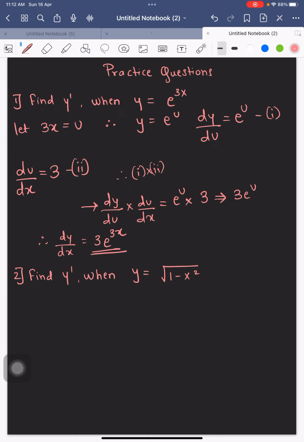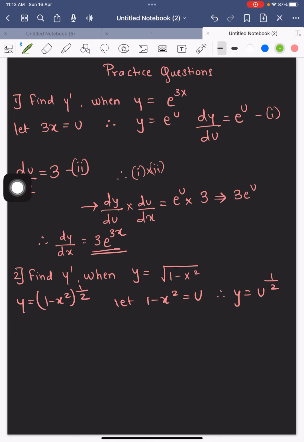That is the answer. Right, next similar question, find y dash when y is equal to square root of 1 minus x square. We can also write y as (1 minus x square) raised to 1 by 2, right? Square root है तो again this is not a standard function x raised to n, so we'll convert it. Let 1 minus x square is equal to u, therefore y becomes u raised to 1 by 2, right?